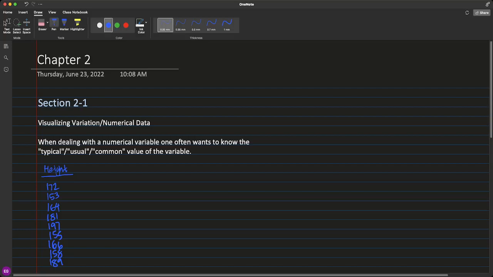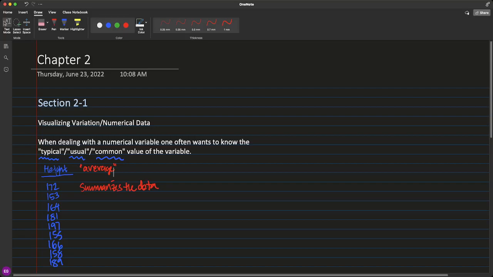This is our variable. And what we want is a single number, which we will call the typical, usual, or common value of the variable. So what do I mean by that? Basically what I want is a single number which summarizes all of this data. Maybe you heard the term average before. Average is another word for typical, usual, or common. So we're saying, given all this data you have, what would be a normal, average, or typical height given all these people that we have?